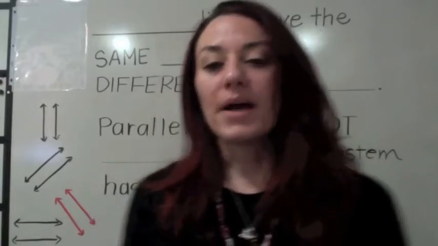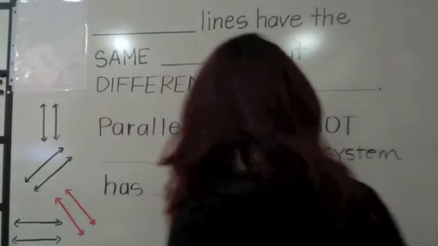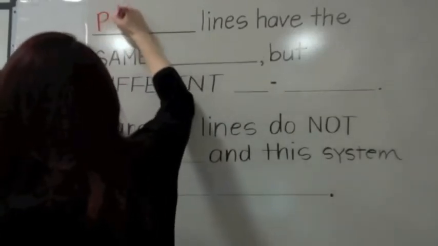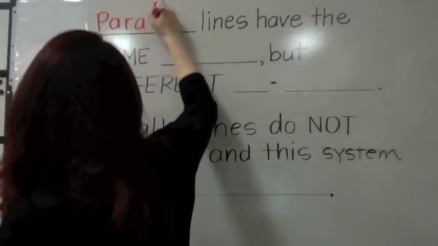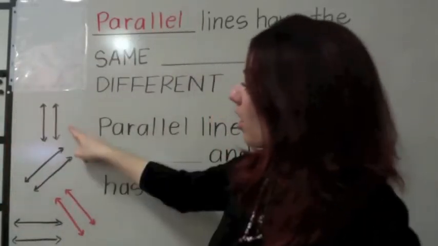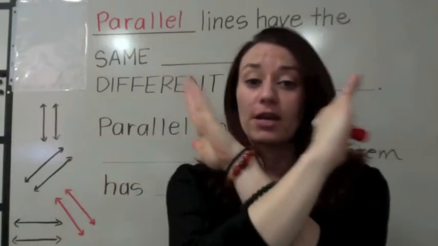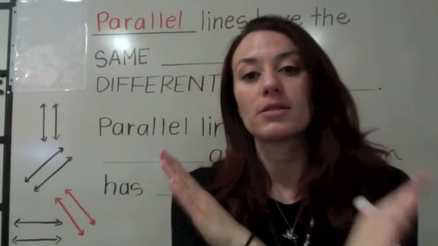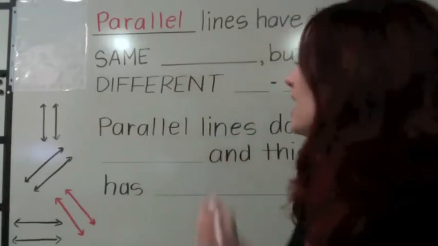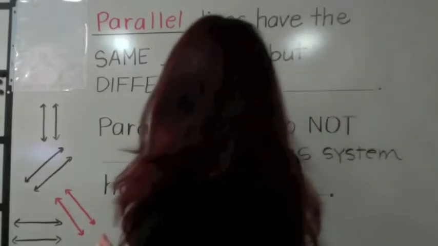So, by definition, we can call those parallel lines. So let's go ahead and write the word parallel. Parallel. Okay. So parallel lines, let's take a look. All of these are examples of parallel lines. You will see that the lines never intersect, which means they don't cross. Well, that is because parallel lines, if they're truly parallel, they have the same what? They have the same slope.